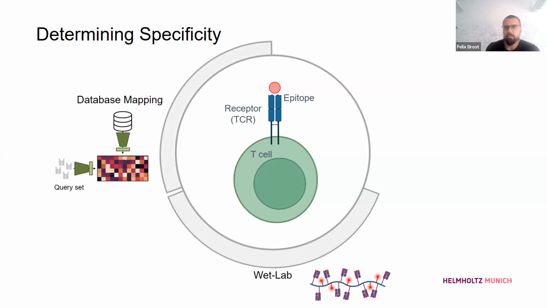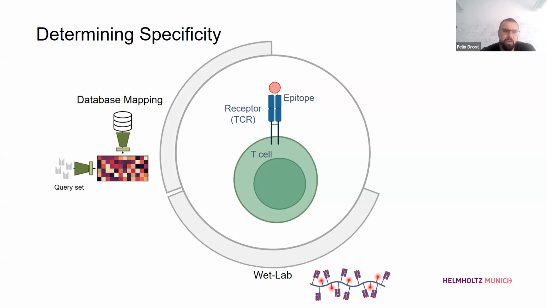So I divided it a little bit differently than Peter. One approach that is quite common is database mapping. We heard about the databases, the IEDB, the VDJdb, and so on. You could use your repertoire and query for identical sequences within these databases, and if there are any, you can assign the specificity from the databases to your TCRs.